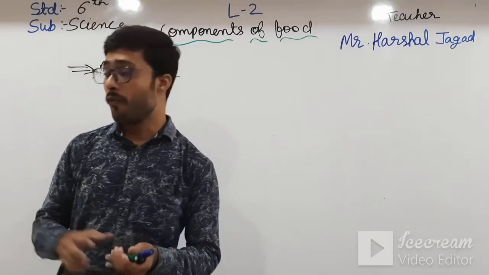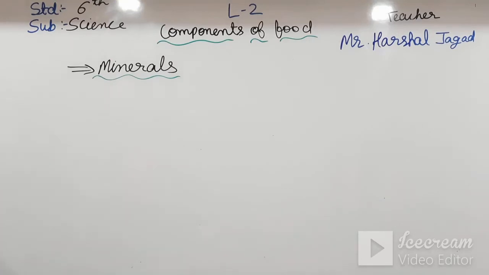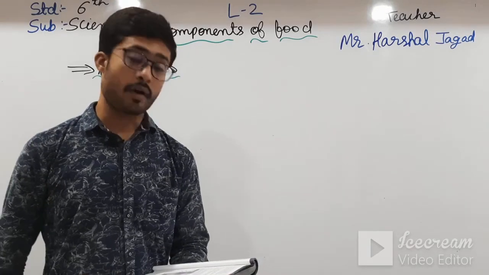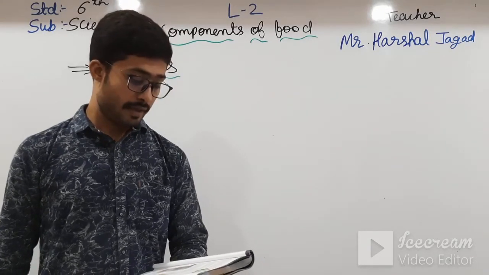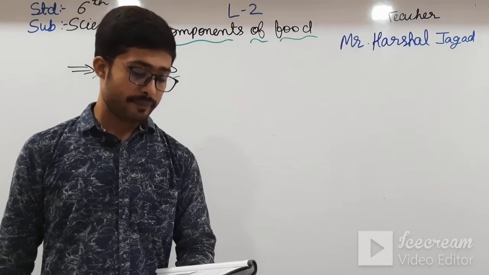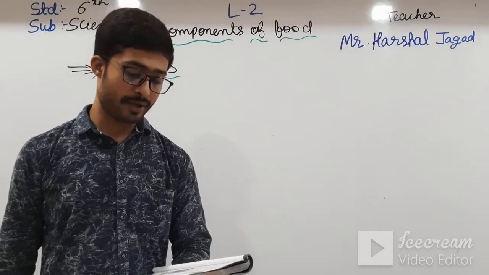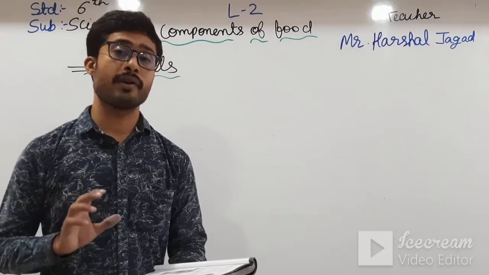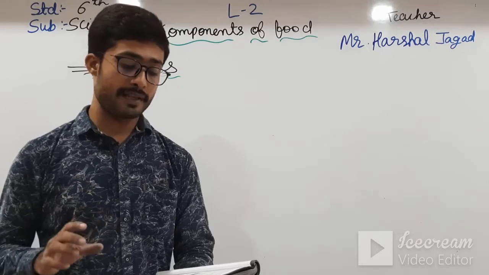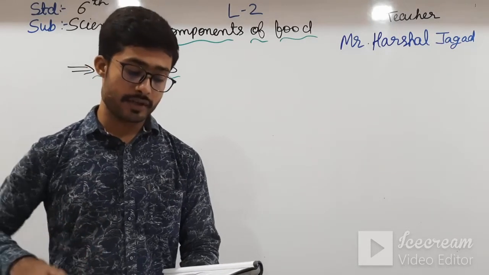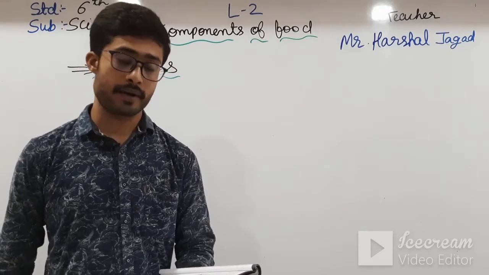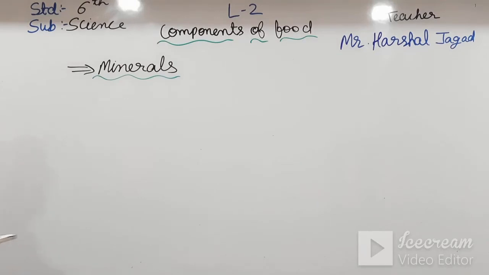Some minerals are needed in small amounts such as iron, zinc, copper and iodine. Minerals such as calcium, magnesium, sodium and potassium are needed by our bodies in large amounts. So where do we get minerals? From milk, spinach, broccoli, carrot, fish, cheese, lemons, oranges, iodized salt. Okay students, first I am writing some of the main points of minerals.